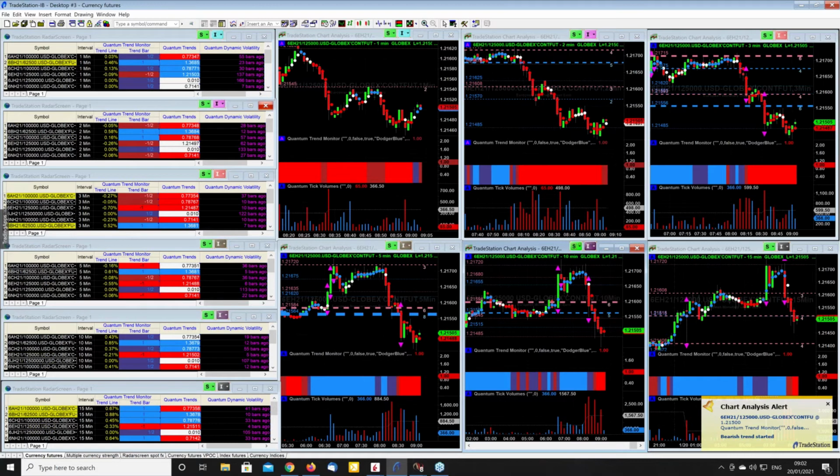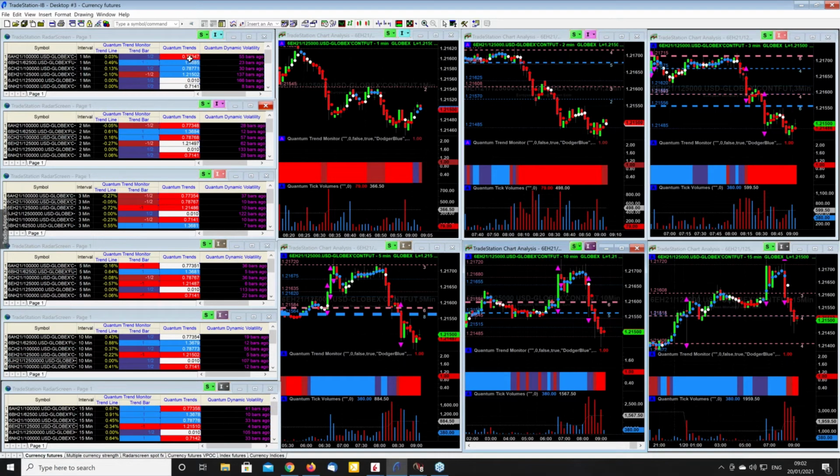You can see what the trend monitor is doing. Is it in blue? Is it in a transitional color? Over here, what's the trend? These are the trend dots. What are they doing? What's happening to the trend monitor?